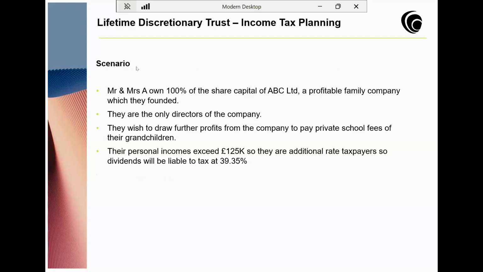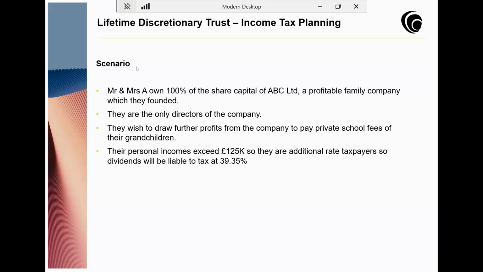And my final example here is how trusts can be used by business owners, not for inheritance tax planning, but to undertake some income tax planning. So in this scenario, again, Mr. and Mrs. A own 100% of the share capital of ABC Limited, which I said is a profitable family company which they founded. They are the only directors of the company, so they own the entire share capital and they are in control of the company from a director viewpoint as well.